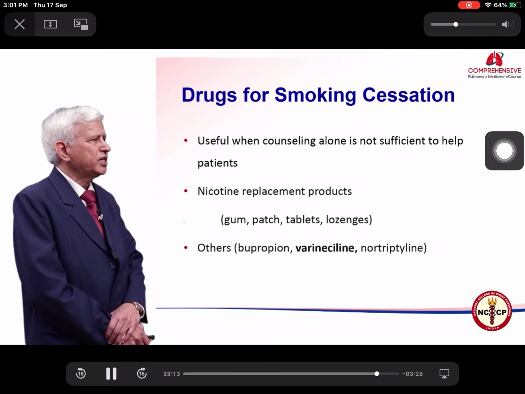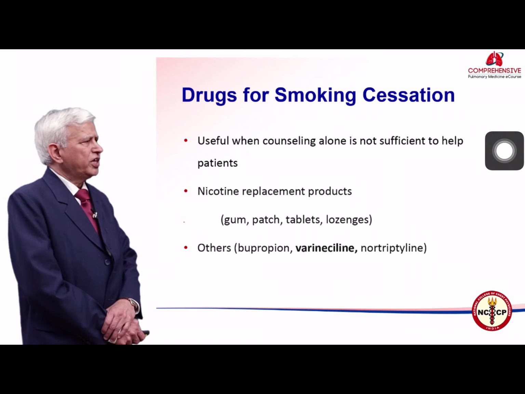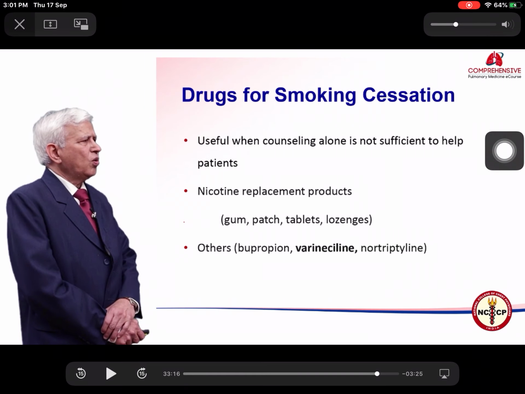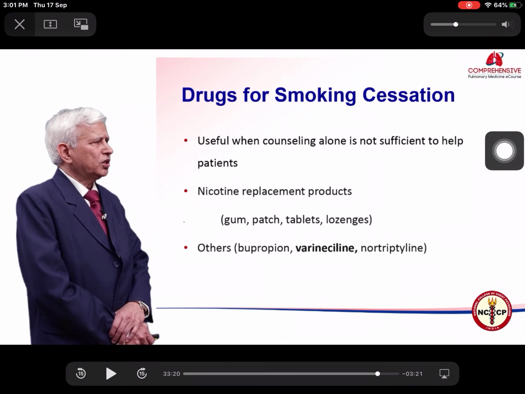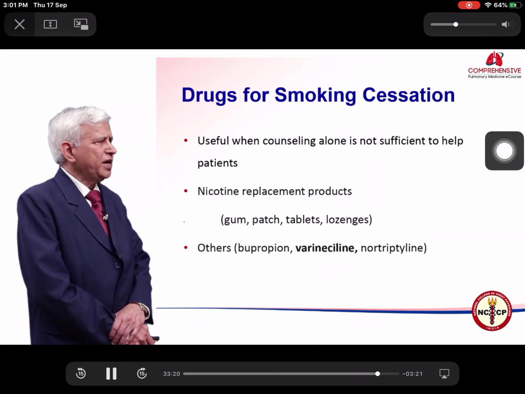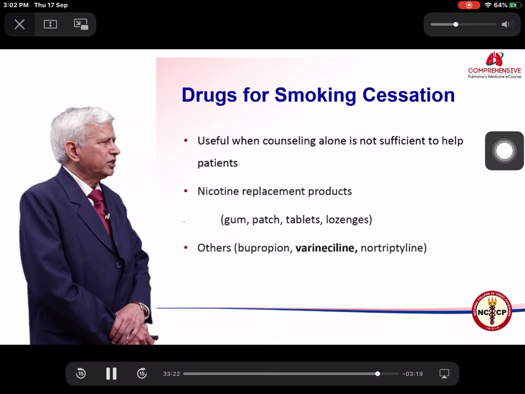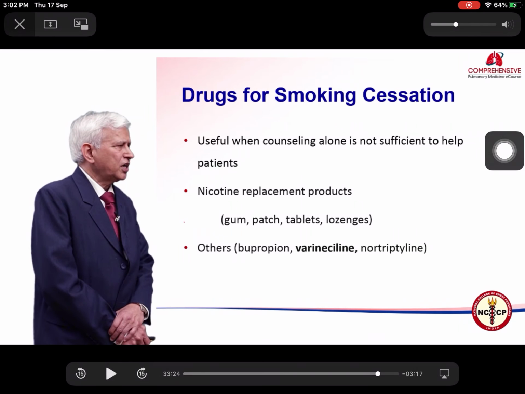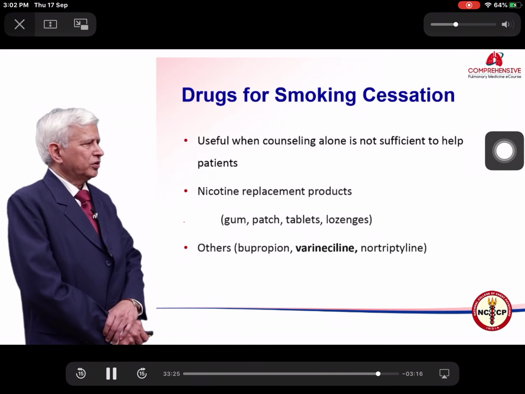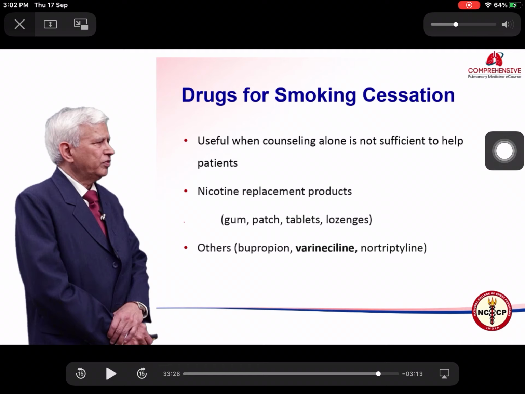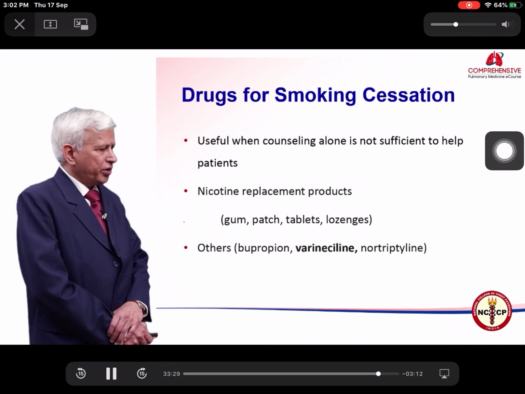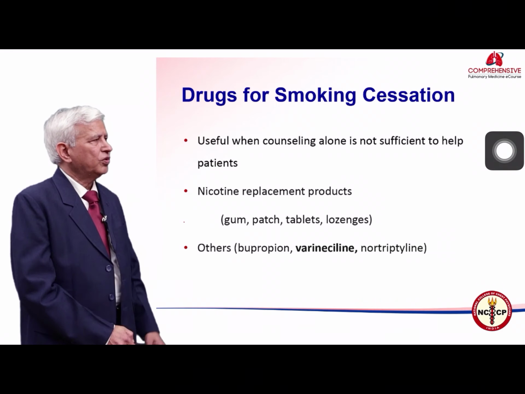There are two types of drugs for smoking cessation. Like nicotine replacement products. However, they alone are not useful. One has to use other drugs like bupropion, or more importantly varenicline or nortriptyline, which is now available.